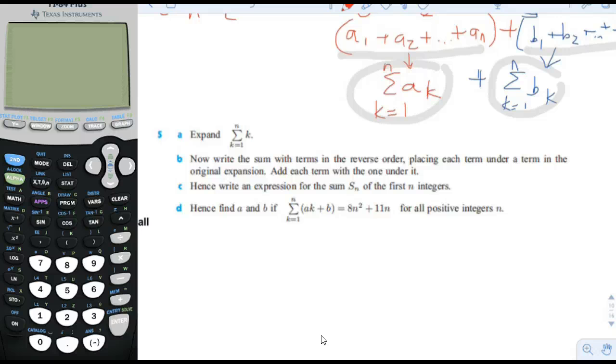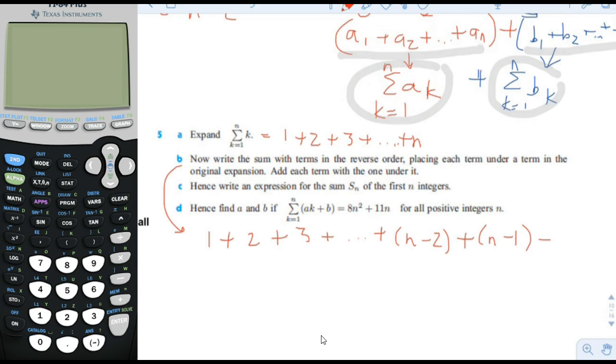So that's basically saying that Sn is equal to 1 plus 2 plus 3 plus dot dot dot, all the way to plus n. Now write the sum with terms in the reverse order, placing each term under a term in the original expansion. Add each term with the one under it. I should have just left some space here. And then I would have plus n minus 2 plus n minus 1 plus n.